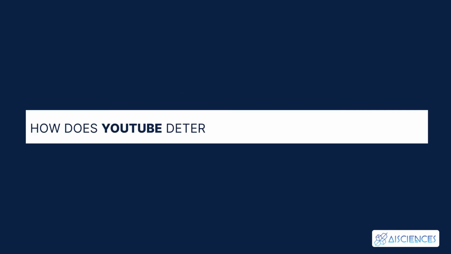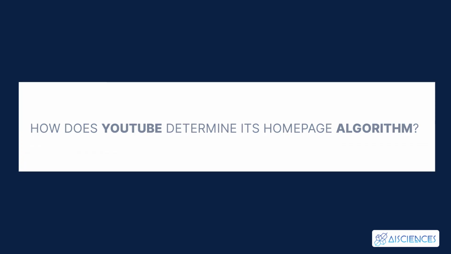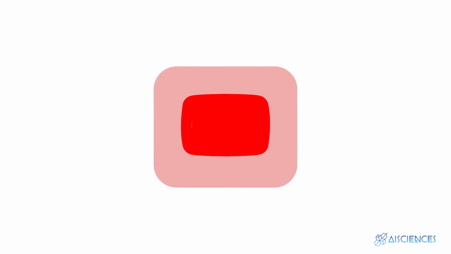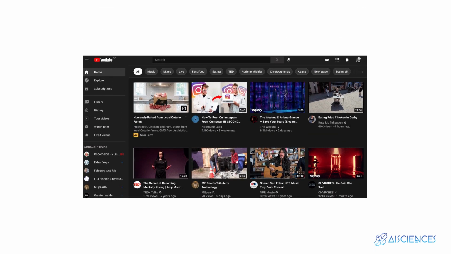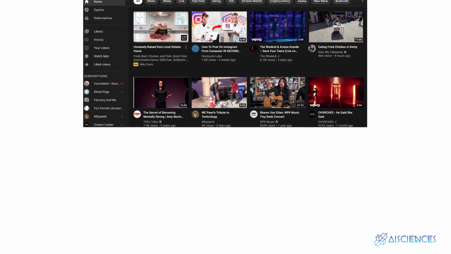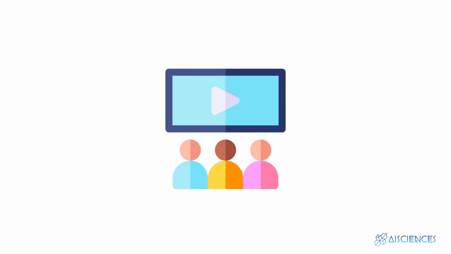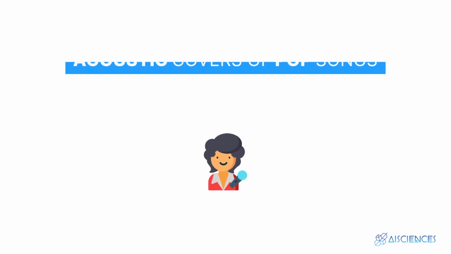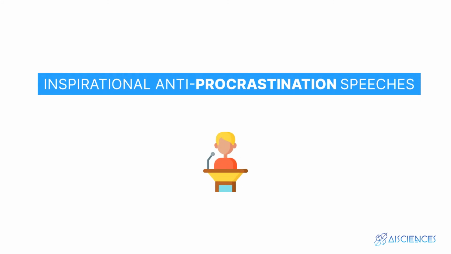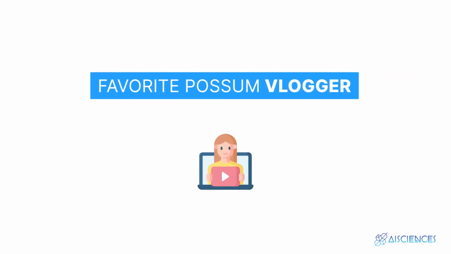How does YouTube determine its homepage algorithm? Every time a person opens their YouTube app or types in YouTube.com, the YouTube algorithm offers up a diverse array of videos that it thinks that person might like to watch. This selection is often broad because the algorithm hasn't yet figured out what the viewer wants. Acoustic covers of pop songs, inspirational anti-procrastination speeches, or catching up with their favorite possum vlogger.